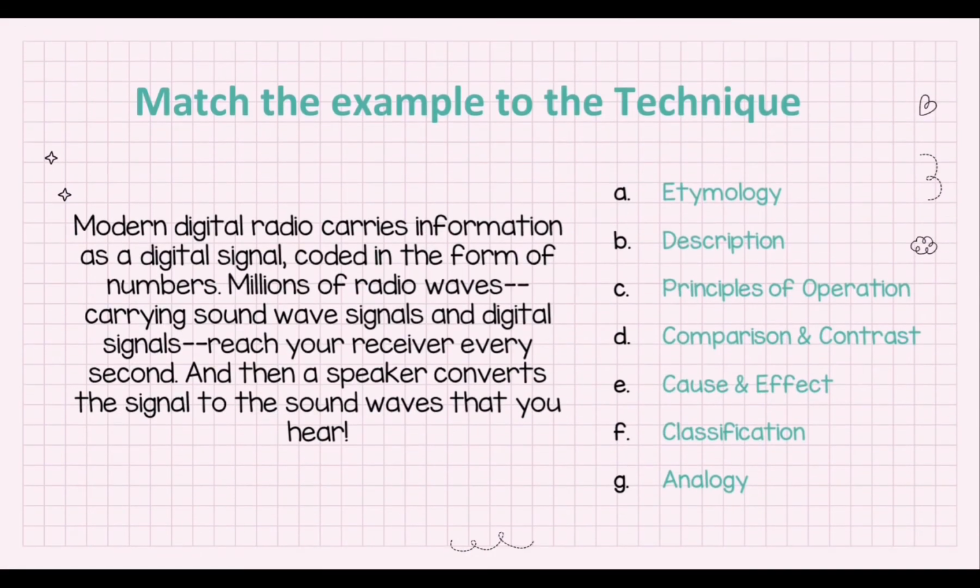Next, modern digital radio carries information as a digital signal, coded in the form of numbers. Millions of radio waves carrying sound wave signals and digital signals reach your receiver every second, and then a speaker converts the signal to the sound waves that you hear. What technique is used here? The answer is principles of operation, since you are discussing how a modern digital radio works.